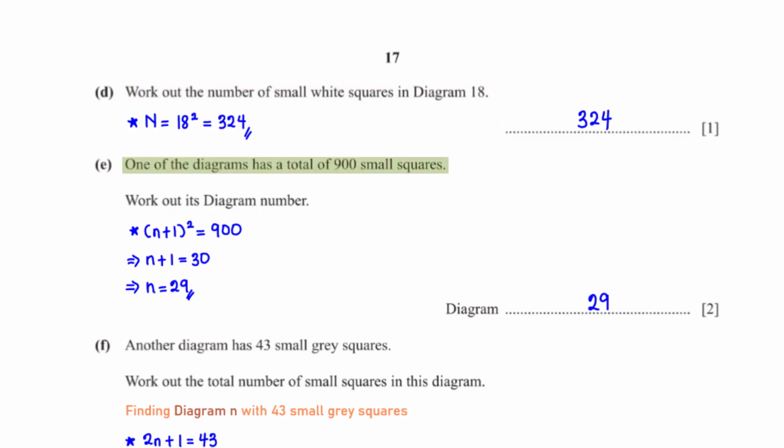One of the diagrams has a total of 900 small squares. Work out its diagram number. The total number of small squares in diagram n is (n plus 1) squared. So to get diagram n, for which the total number of small squares is 900, we equate (n plus 1) squared to 900. When we take the square root of both sides, this is what we get. When we subtract 1 from both sides, we get n equals 29.